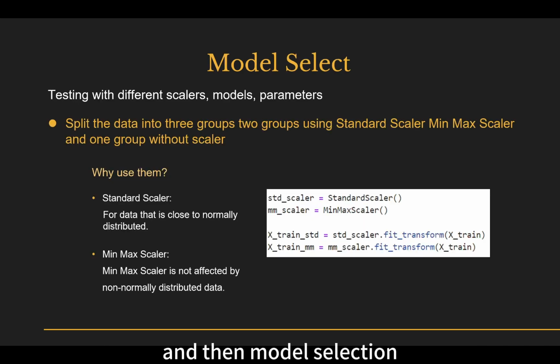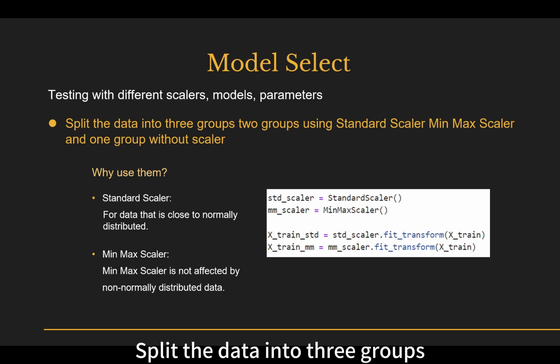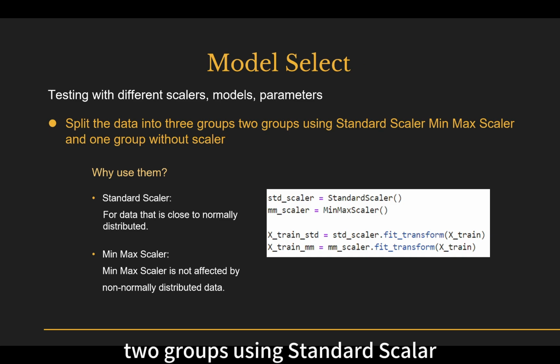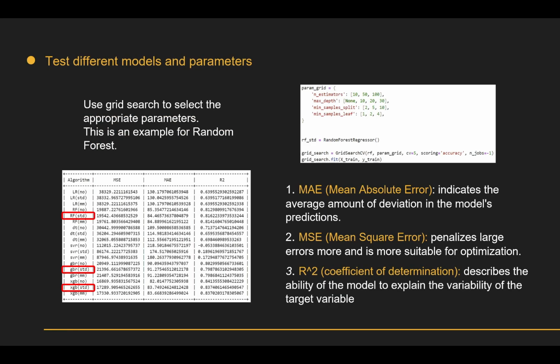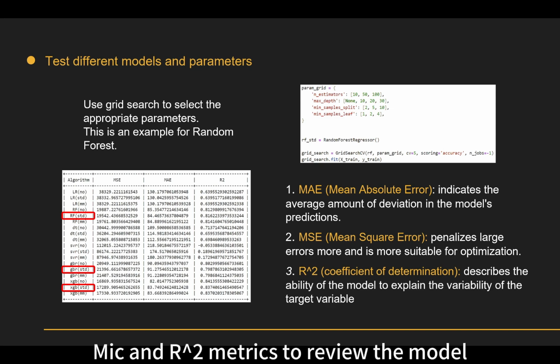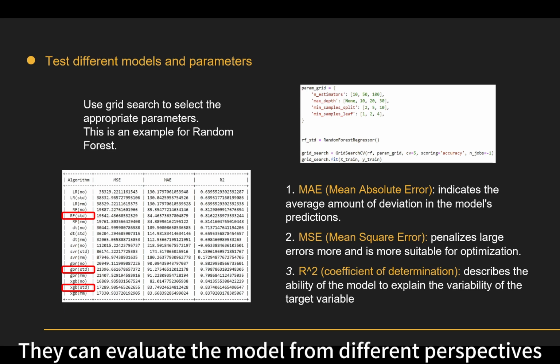And then model selection. Split the data into 3 groups, 2 groups using standard scaler and min-max scaler respectively, and 1 group without scaler. Next, I'm using grid search to test the effect of different parameters on the model. I chose to use the MAE, MSE, and R-square metrics to review the model. They can evaluate the model from different perspectives.